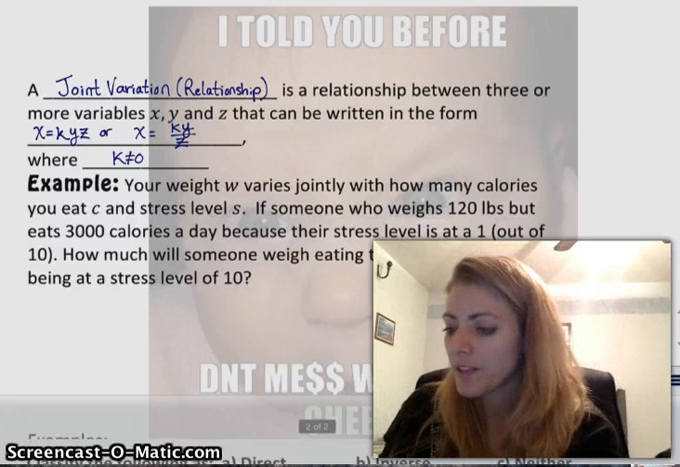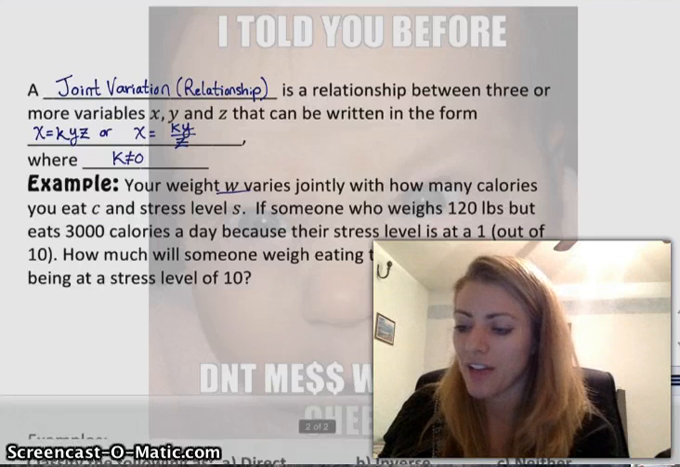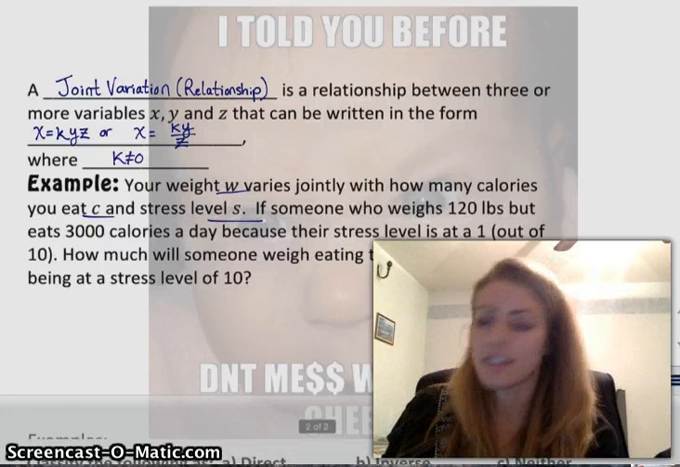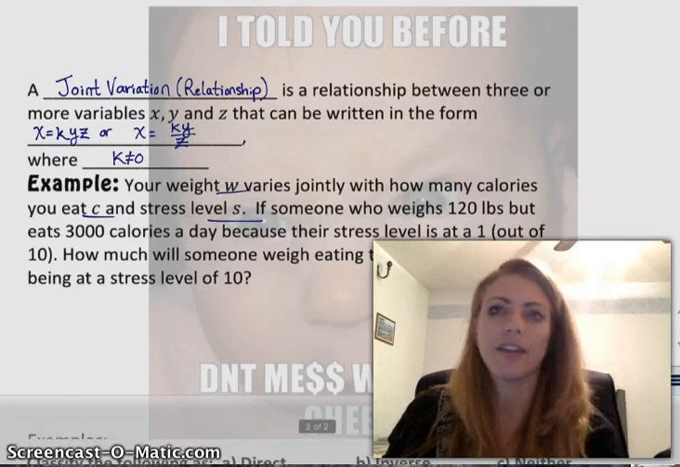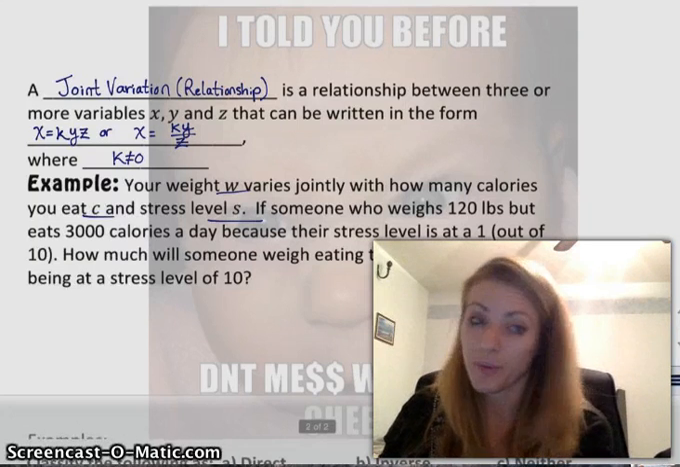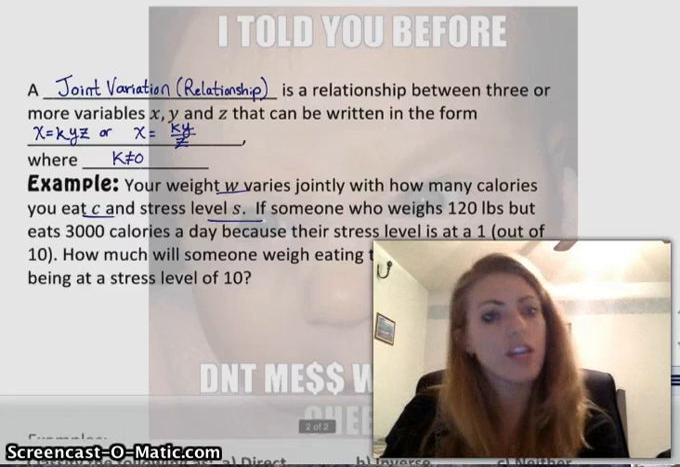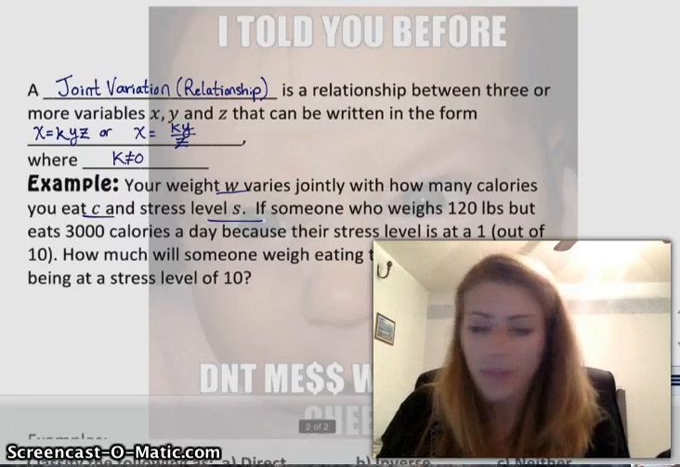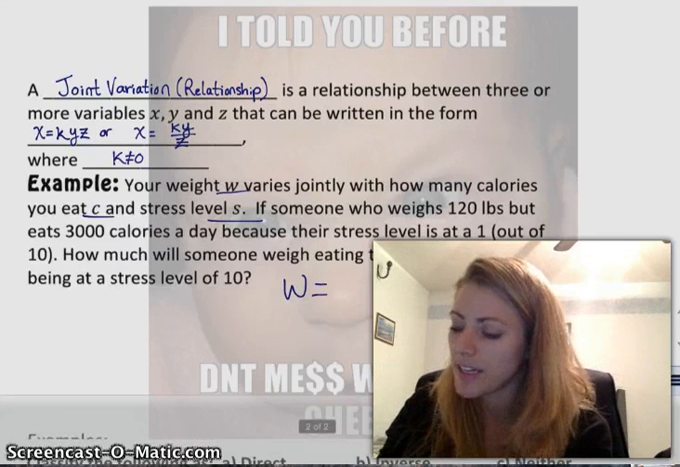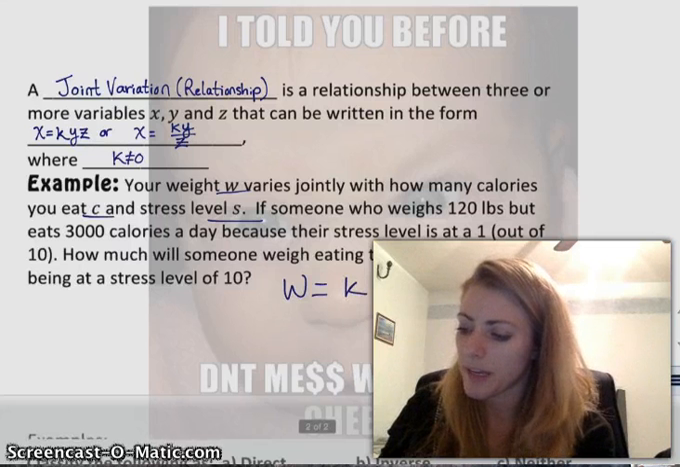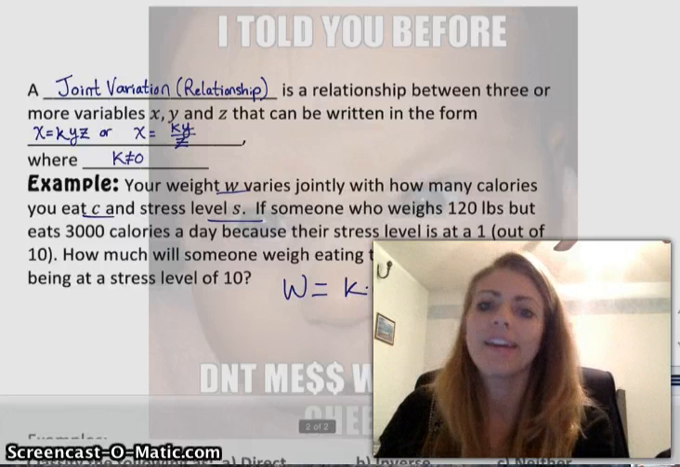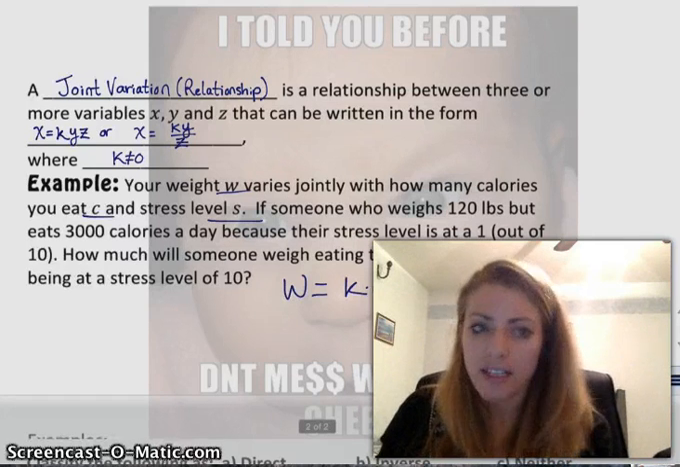So you've got your weight, which varies jointly with how many calories you eat and your stress level. And so since they didn't say any of them are inverse, and it kind of makes sense, right? As soon as your calories increase, your weight increases, and as your stress level increases, you tend to gain weight as well. So your setup is going to be something like W, your weight, is equal to a constant times my calories times my stress. Again with the S variable. Hate that. Okay, anyways, we gotta figure out what our constant is first.